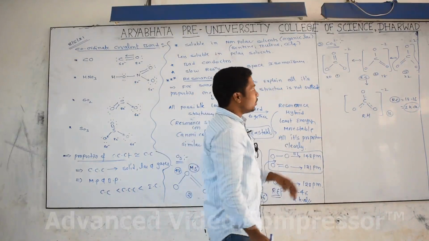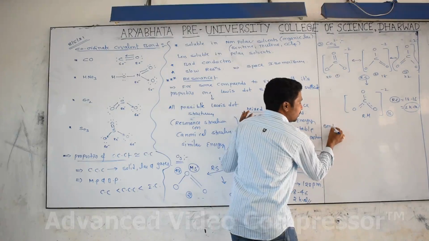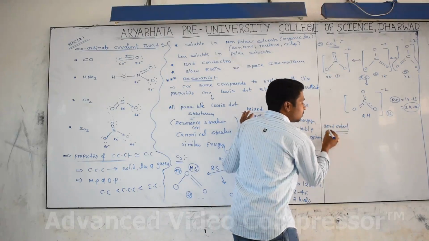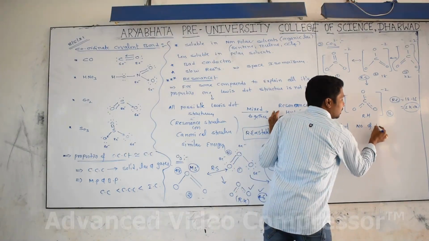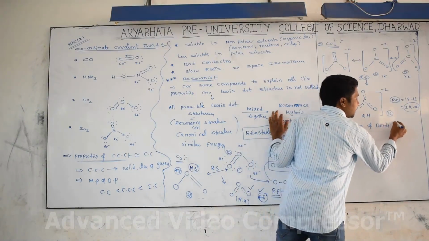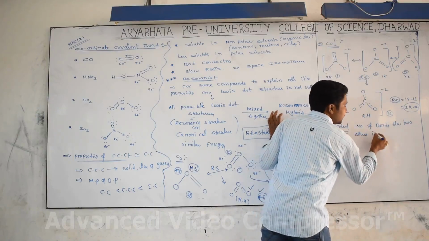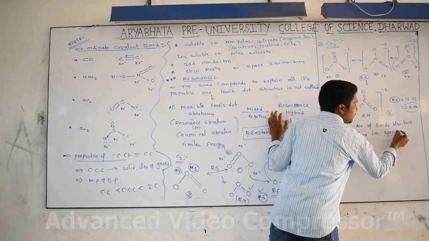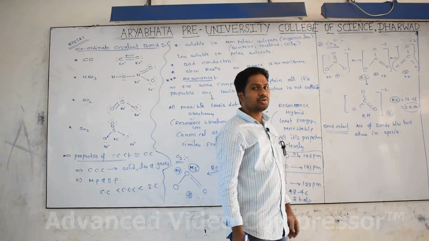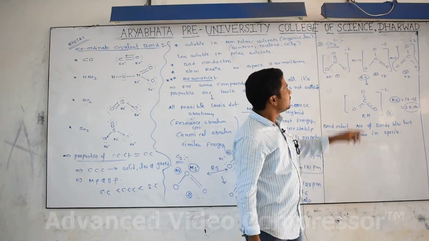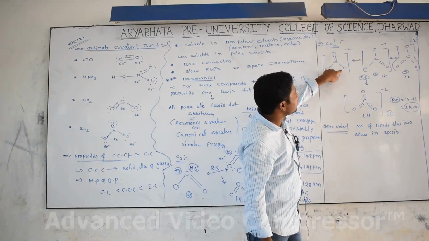Is it okay? Now I will tell you one important point: bond order. Sir, what is the meaning of bond order? Bond order means the number of bonds between two atoms in a species, whether molecule or ion, whatever it is. The number of bonds between the two atoms in a species is called the bond order. It is nothing but the number of bonds. Here the bond order is how much? 2. Here the bond order is how much? 1.